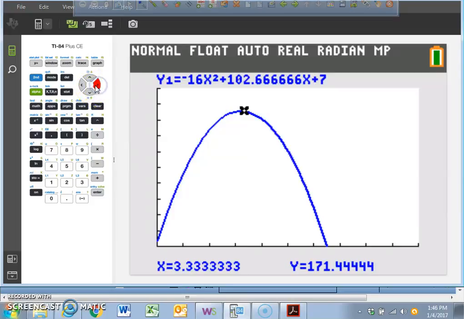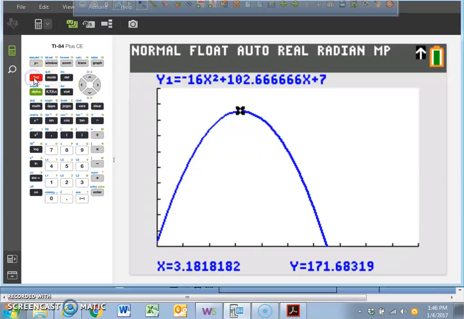What's about the highest point that you guys can get? That's about the highest I can get with the trace. Okay? That right there is an estimate. It's not the exact answer, but it is an estimate. Okay? We're going to show you right now how to get the exact answer just using the graphing calculator.